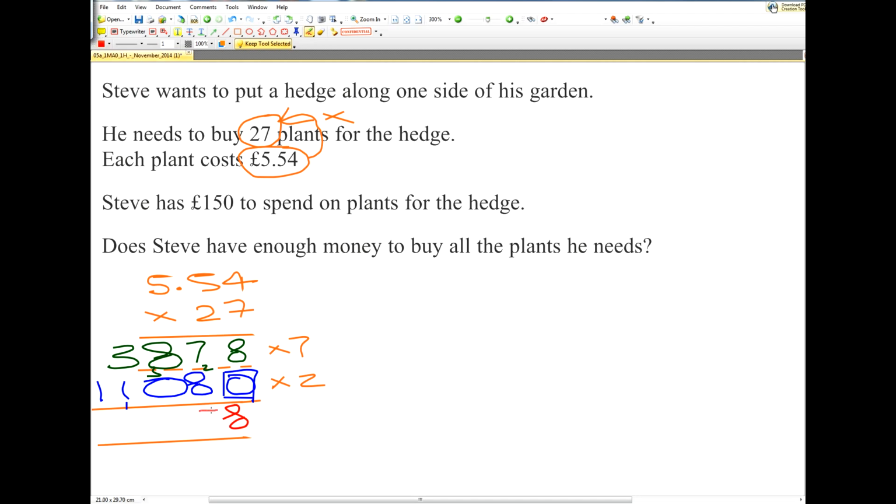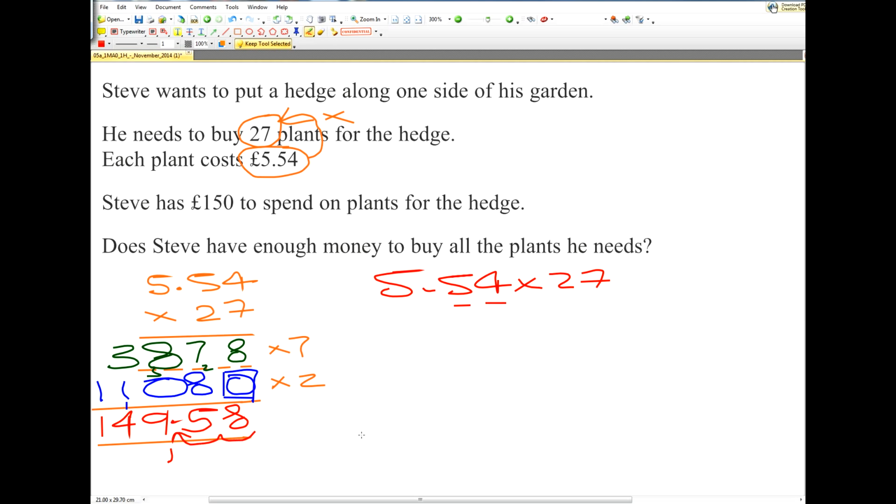So 8 add 7 is 15. 8 add 1 is 9. That'll give you 4, and that'll give you 1. And we get, now, we have in our question, £5.54 times by 27. We have 2 decimal places in the question, so we will have 2 decimal places in our answer.